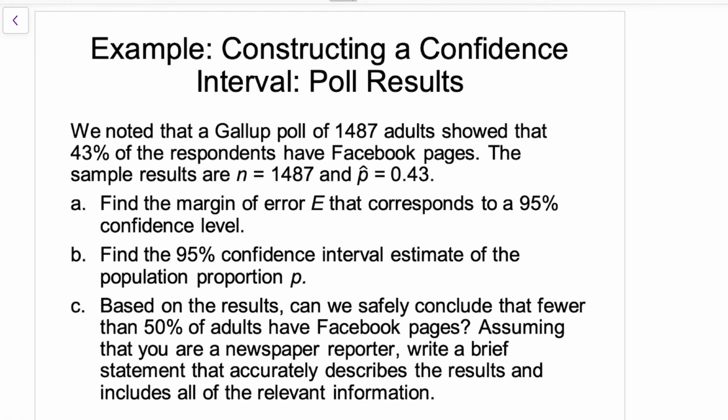So we noted in our previous example that a Gallup poll of 1,487 adults show that 43% of respondents have had Facebook pages. The first thing we want to do is find the margin of error that will correspond to being 95% confident. Then we want to build our confidence interval for the population proportion based on that 95% confidence interval. So let's do this.